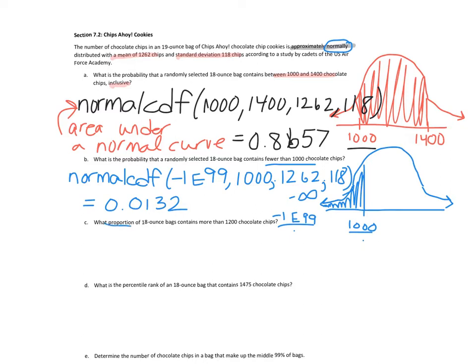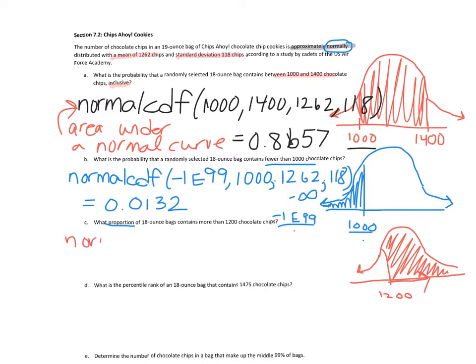All right, part C, what proportion of a bag contains more than 1,200 chocolate chips? Well, again, proportion we know is area. So we're still finding the area under a normal curve. Now it's more than 1,200. Okay, so again, we're starting at 1,200 for reasons we've already discussed. And more than means area to the right. So we have to look at the corresponding area for that interval.